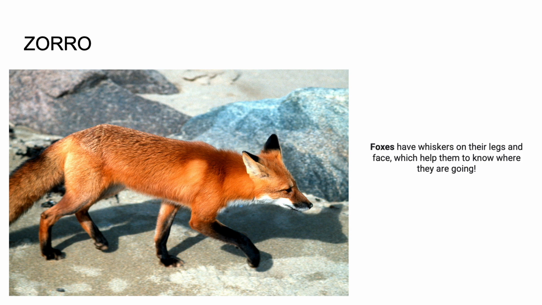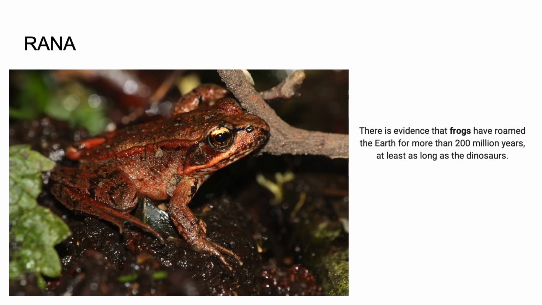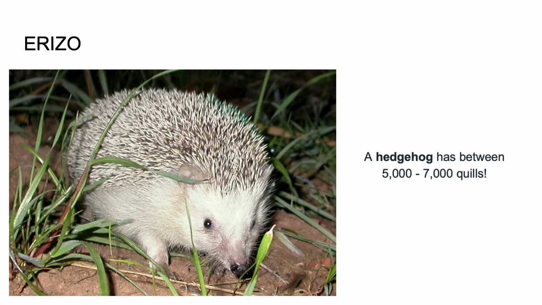Next we have rana. Rana. Una vez más. Rana. A rana is a frog, okay? And something interesting about frogs is that there's evidence that frogs have roamed the earth for more than 200 million years, so at least as long as dinosaurs. So those things have been here, supposedly, since dinosaurs were roaming the earth. Wow.